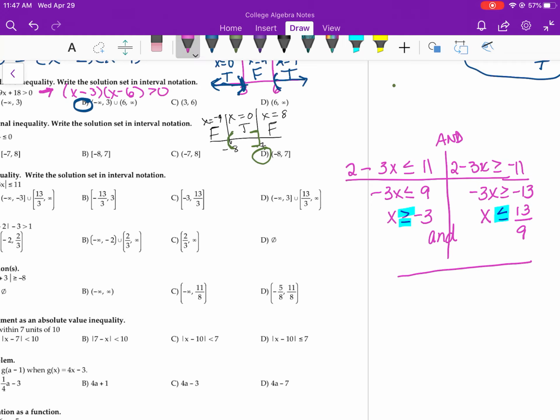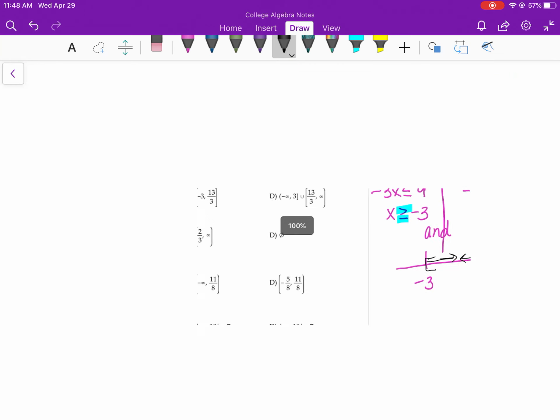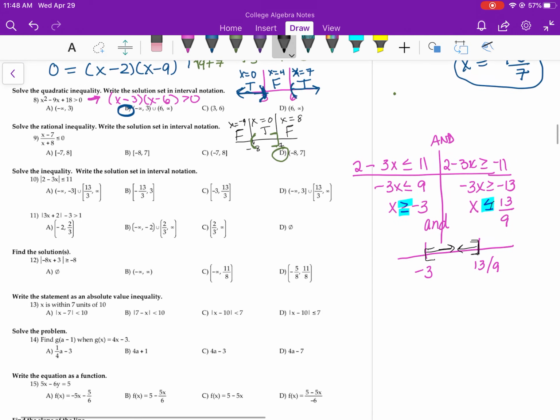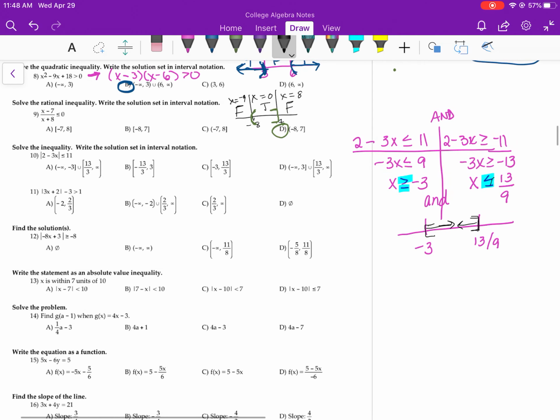All right, so I need to find numbers that are greater than or equal to -3, so heading this way, and less than or equal to 13 over 9, so heading this way. So I'm going to be trapped in between them. And that answer looks like, let's see here. Oh, I said 13 over 9. No, I miss you guys catching my mistakes. How about 13 over 3? I don't know where the 9 came from. Anyway, that looks like answer C.